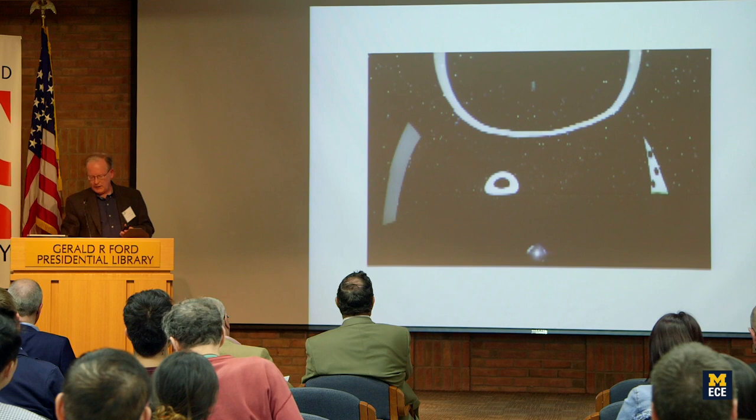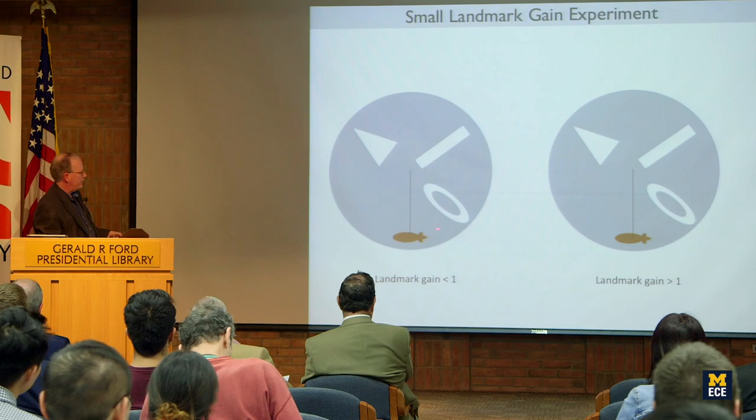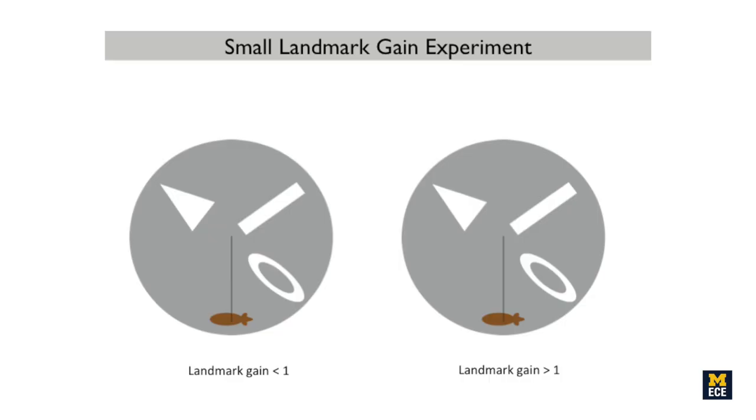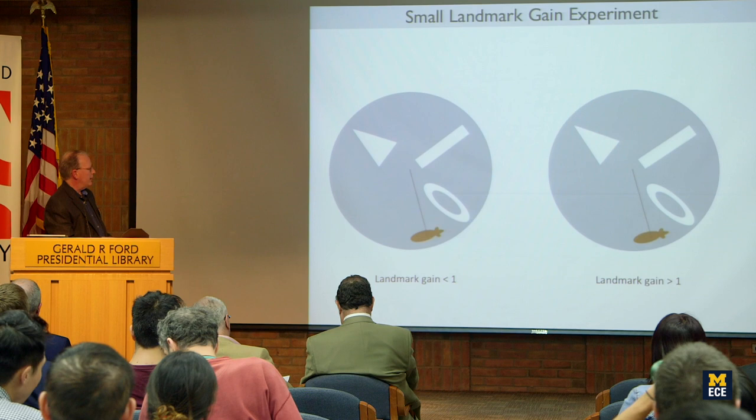Okay, so here are the manipulations we're going to do. One example: we could change the gain of the landmarks. That is the function of how the landmarks move as a function of the rat's movement. A gain of less than 1 means that the landmarks are going to move in the same direction as the animal. A gain of greater than 1 means it's going to move in the opposite direction. So here you can see as the rat moves slowly, the landmarks are moving slowly, and as the rat picks up speed, they pick up speed.